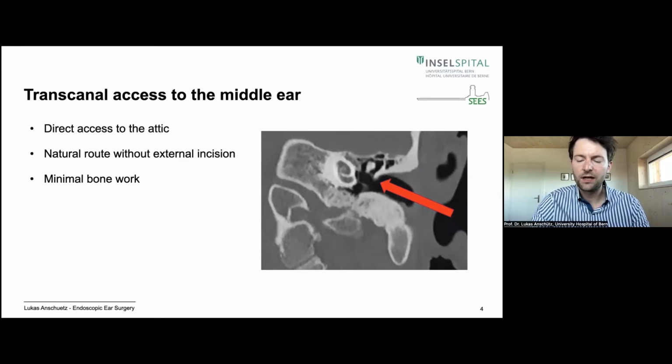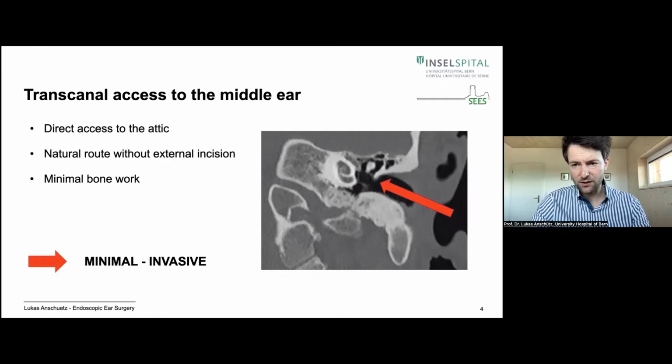If we look a little bit at the principles of endoscopic ear surgery, we can say that the transcanal access to the middle ear, you see the access here through the external auditory canal, is a natural access. So we can directly go into the middle ear, and especially the attic. We don't need any external skin incisions, and the bone work we need to get there is really minimal. So we can say this kind of approach is minimally invasive.